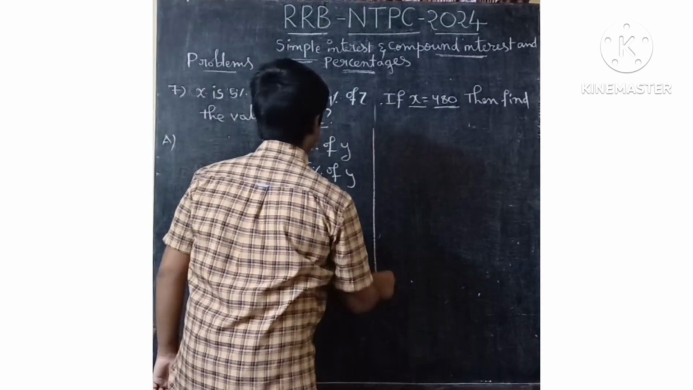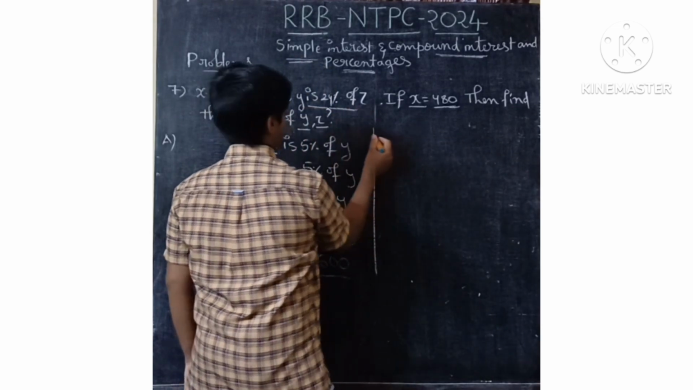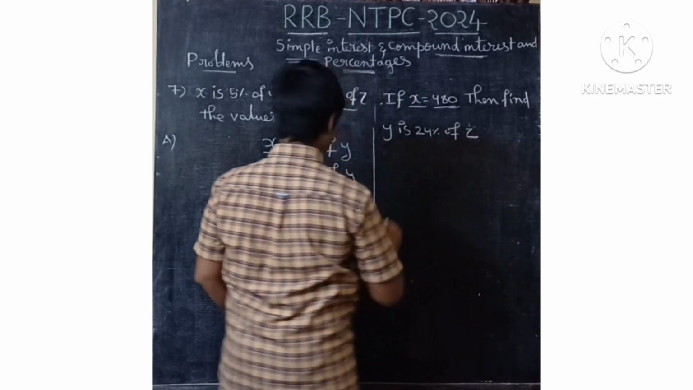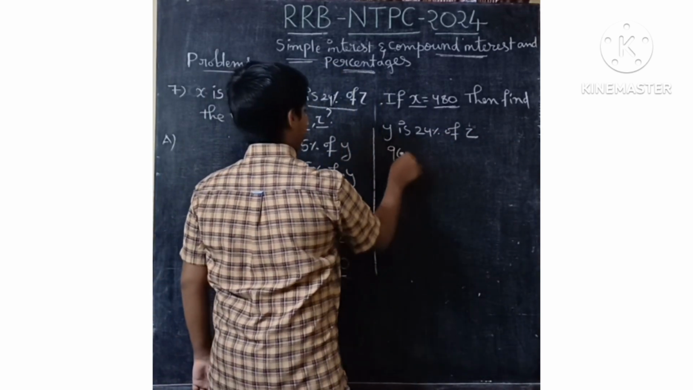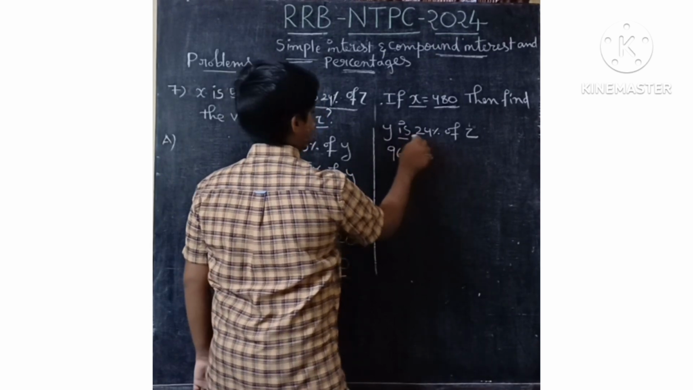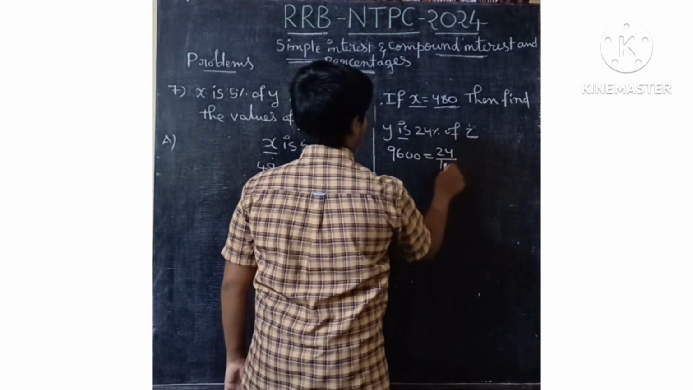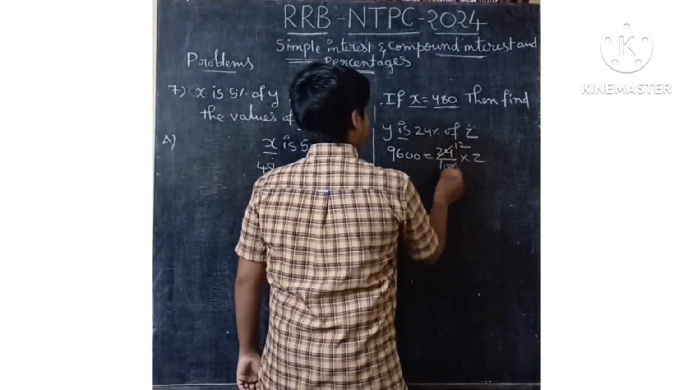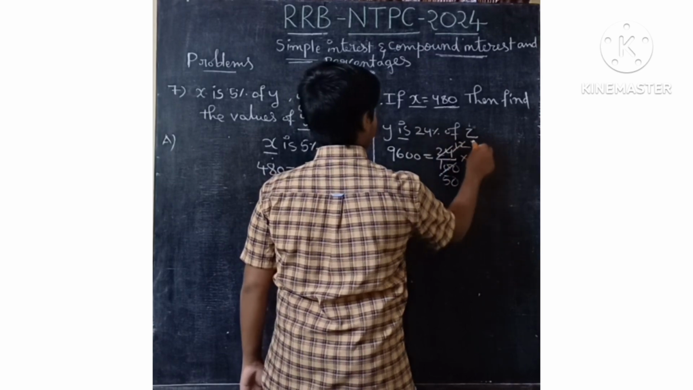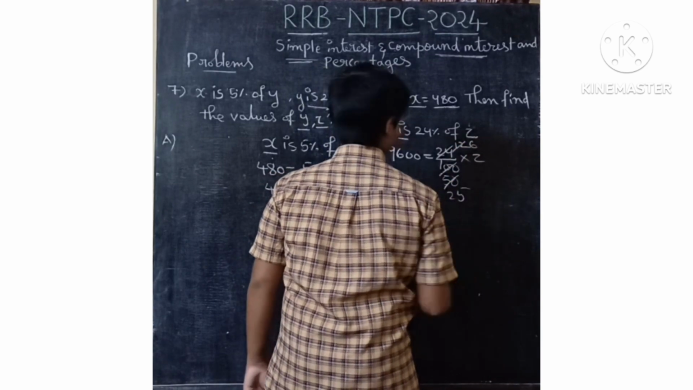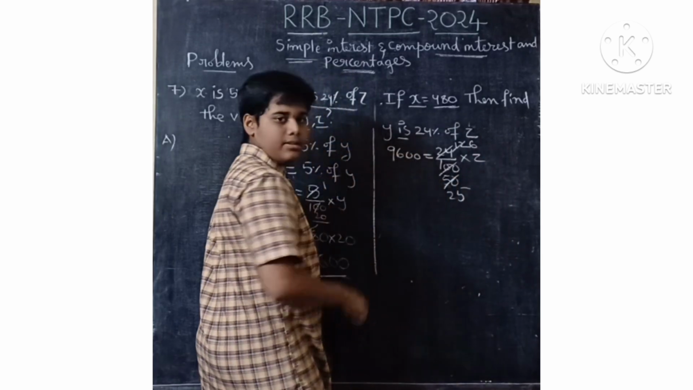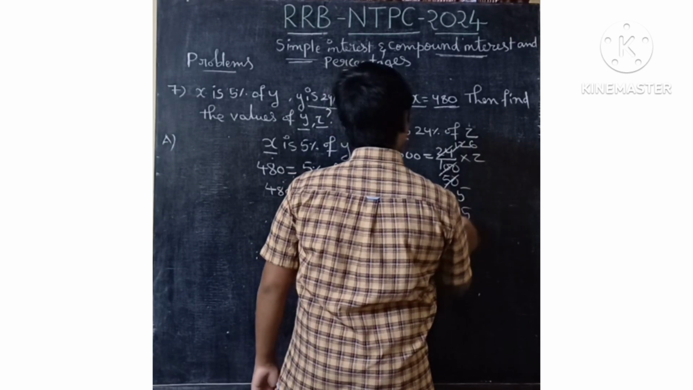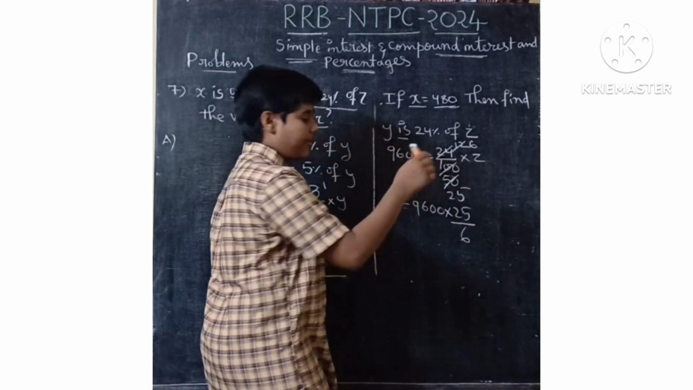So to find the z value, we have to use this equation. So y is 24% of z. The y value is 9600. So 9600 is equal to 24% means 24 by 100 into z. So 2 table 12s are 24, 2 table 50s are 100, 2 table 6s are 12, 2 table 25s are 50. So we have to transfer these two terms to this side. So z is equal to 9600 into 25 by 6. It will be the reciprocal after transferring.